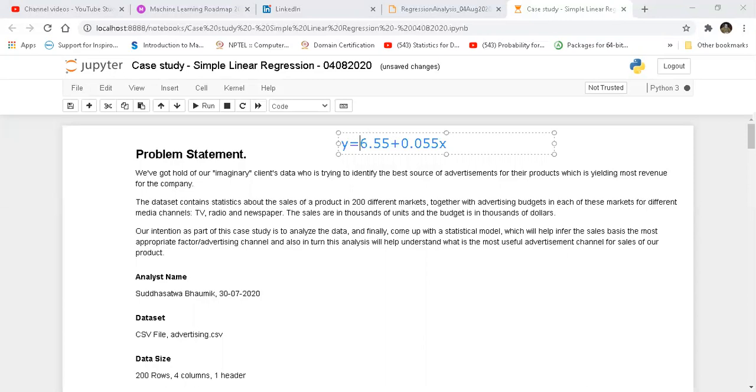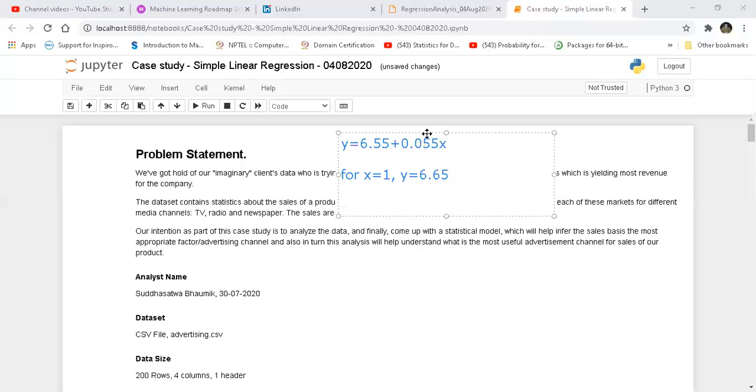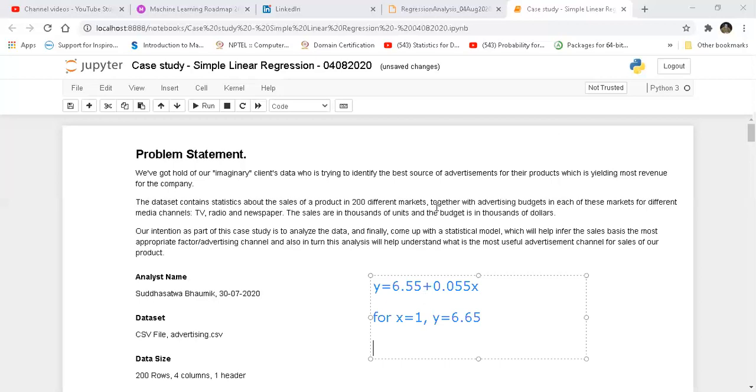So I can say that for x equal to 1, y is equal to 6.65. X is in the budget, which is in thousands of dollars, so X being 1 means $1,000. So $1,000 of investments in TV will yield 6.65 multiplied by 1,000, which will be 6,650 units. So this was the estimation.